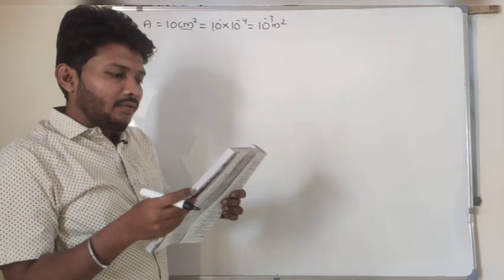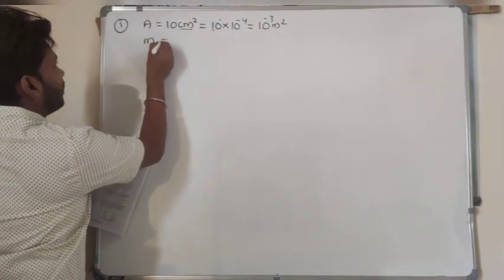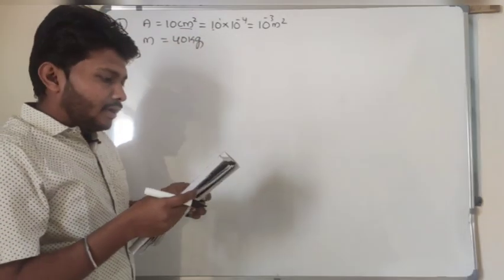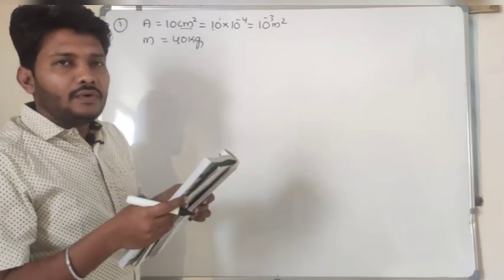Support the upper part of human body of mass 40 kg. What is the mass here? Mass they mention as 40 kg, right? The average pressure exerted by the bone we can find out here.